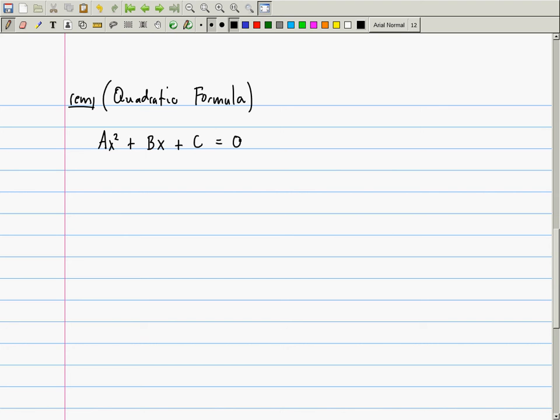Okay, so what we want to do is solve this equation in terms of a, b, and c. We want to solve the equation in terms of the letters a, b, and c. So how do you suppose we'll do this? Believe it or not, exactly the same technique that we used in the last problem. What technique was used in the last problem? Completing the square. So let's just do that.